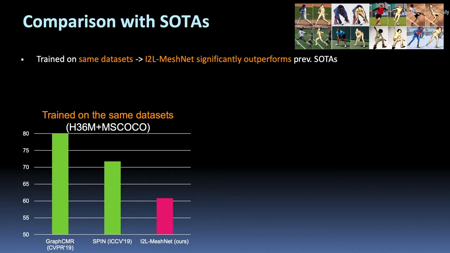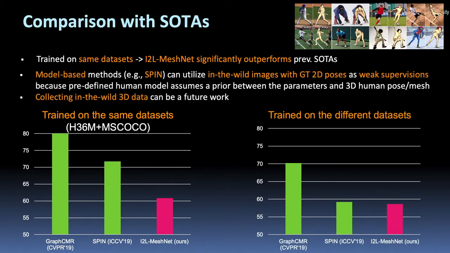When trained on the same dataset, I2L MeshNet significantly outperformed previous state-of-the-art methods. However, model-based methods such as SPIN can utilize indirect images with ground truth 2D poses as weak supervisions, because the predefined human model assumes a prior between the parameters and 3D human pose and mesh. Thus, they can achieve high accuracy by utilizing extra 2D datasets. For more accurate model-free approaches, collecting indirect 3D data can be a future work.